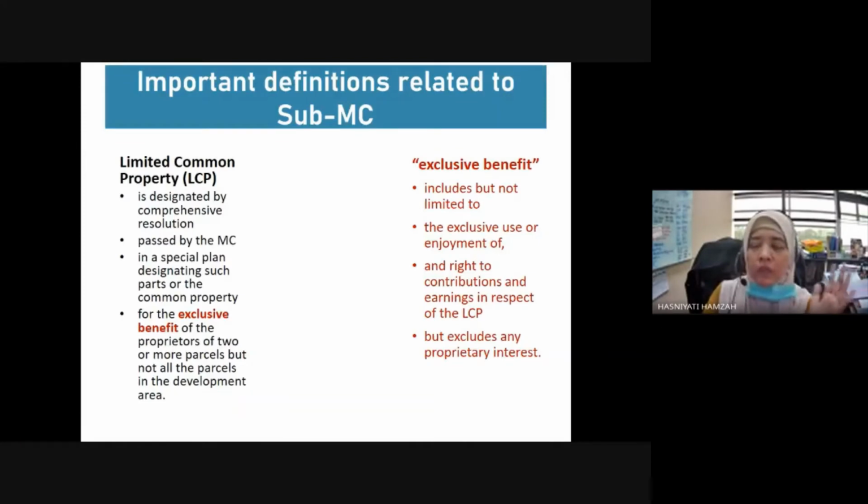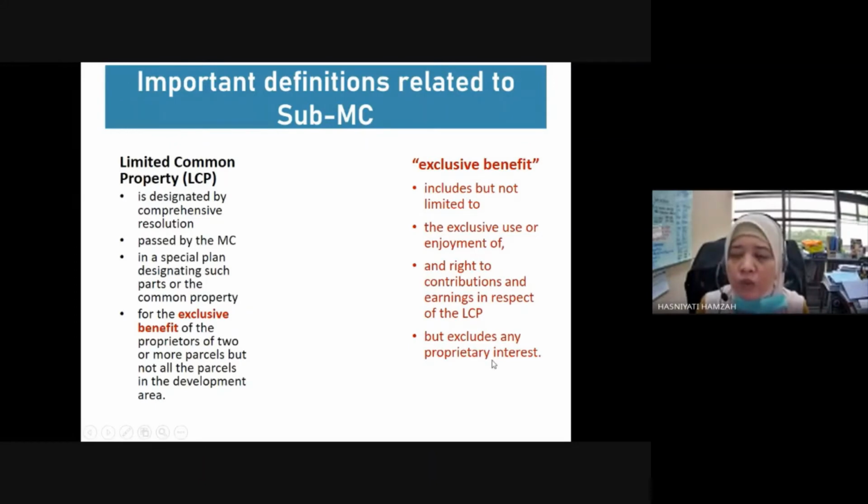Anyway, go back to just now. Two different things: owning something and receiving income. Receiving income because you have the exclusive right to use, the exclusive enjoyment. We call it penikmatan. Use is kegunaan, enjoyment is penikmatan. So the exclusive use, the second bullet, is not the same as ownership right. Ownership right is proprietary interest.